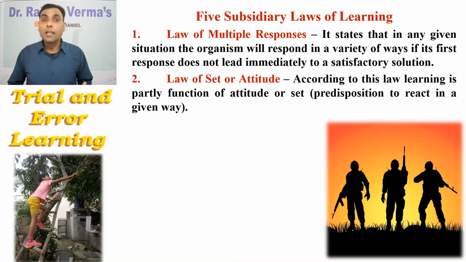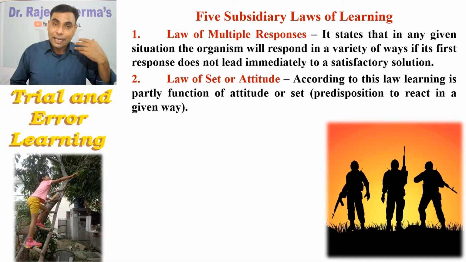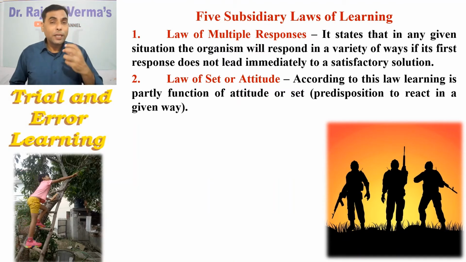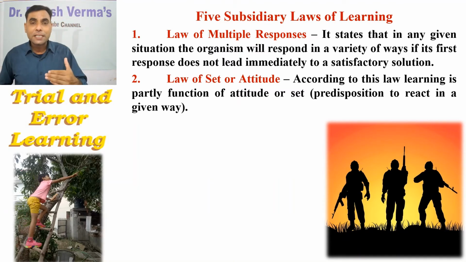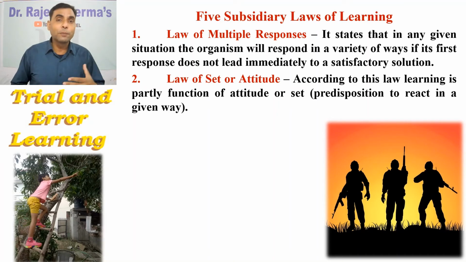Second one, law of set or attitude. According to this law, learning is partly a function of attitude or set, that is, predisposition to react in a given way. We are genetically predisposed. We have our genetic structure in such a way that we, as a particular species, react to a particular situation as per our genetic structure. So we are predisposed to react to a situation, to a problem, in a particular way.